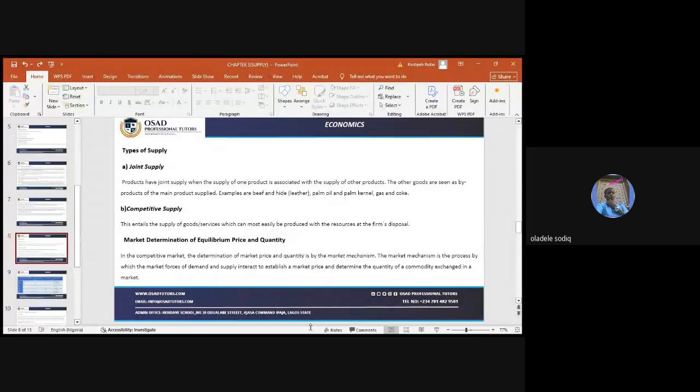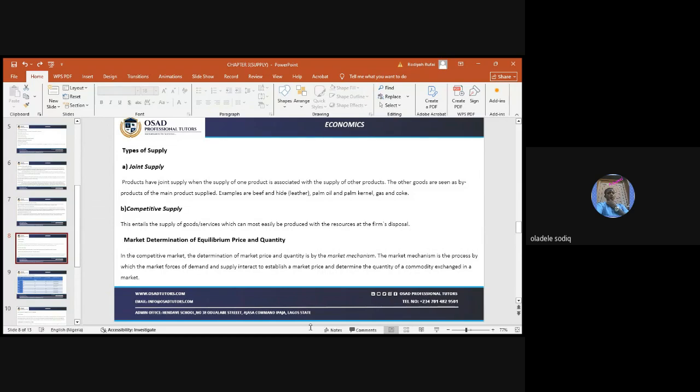Now, one of the products is associated with the supply of the other. That is, the second one is a byproduct of the main one. Like I mentioned earlier on, we have hide and beef, or beef and hide. That is leather. We also have palm oil and palm kernel. We have gas and coke. So you can get palm oil from palm kernel. Anything that makes you have palm kernel, it means what you are expecting is palm oil. That is an example of joint supply.